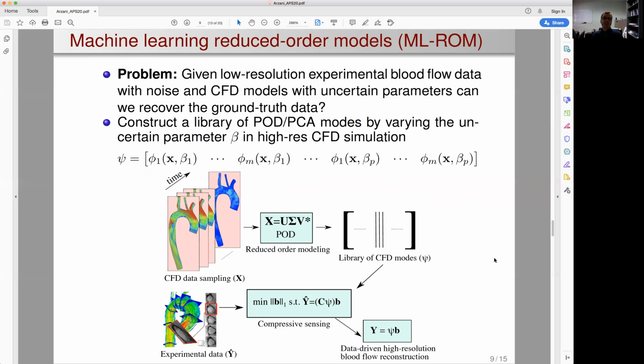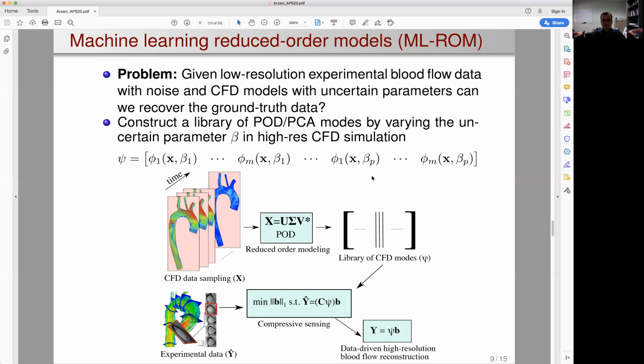So the way we do that is we take our CFD model and run it multiple times by varying our uncertain parameter, let's say beta. We vary our uncertain parameter within a range where we think the uncertain parameter lies, and we create multiple CFD simulations. Then we take the data from each set of CFD simulations and find the POD or PCA modes from those data. These are the phis that you see here. And then we stack these PCA modes together to create a big matrix psi.